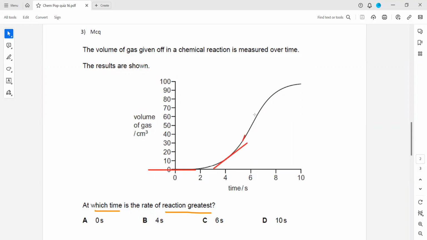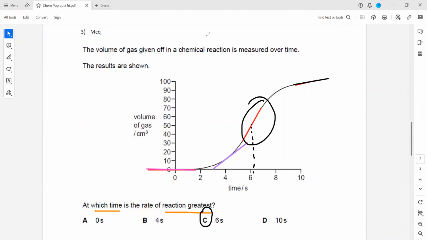At 6 seconds and at 10 seconds. So at which point do we have a steeper slope? At 0, it is almost horizontal. Then this one is 4, then 6, and the last one is 10. When you check the slope, at 6 it will have a much steeper slope than any other part. That's why the rate is greatest at 6 seconds. You just have to check the gradient at which point it is steeper.